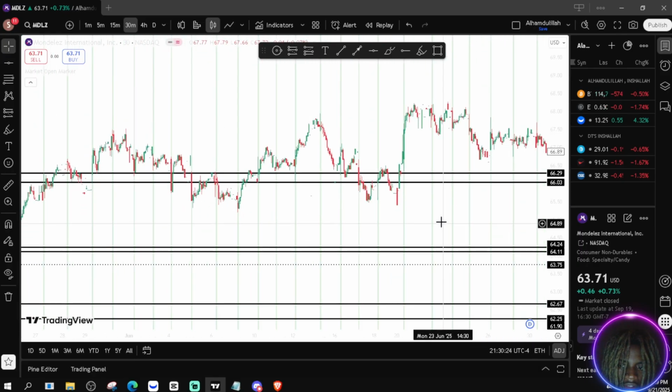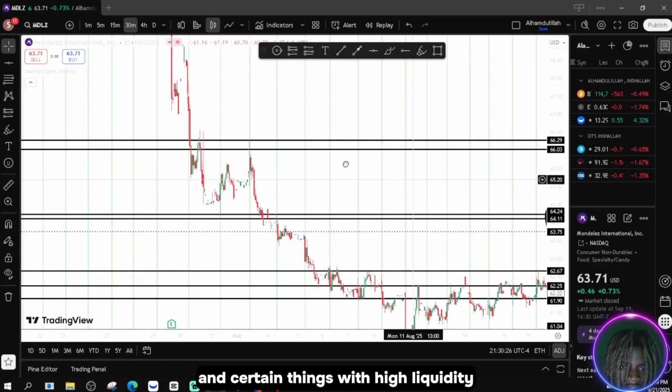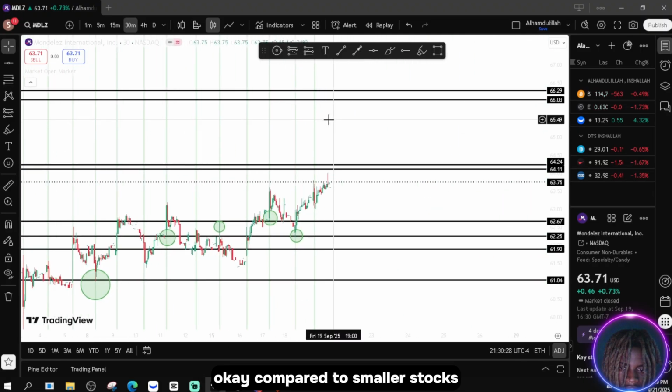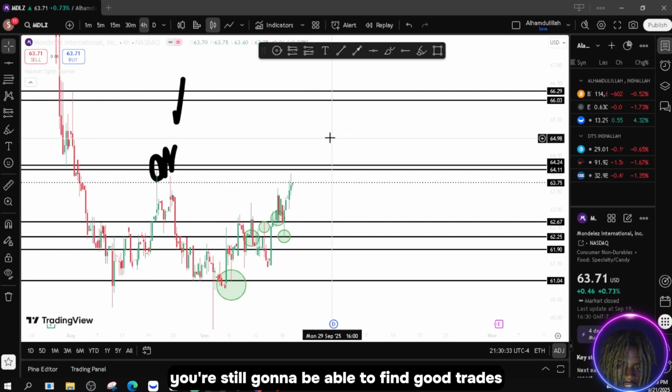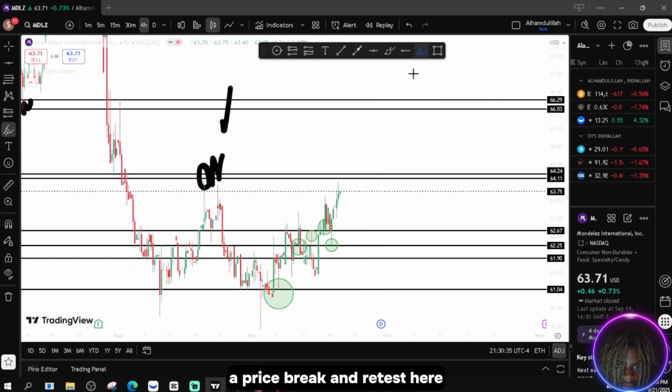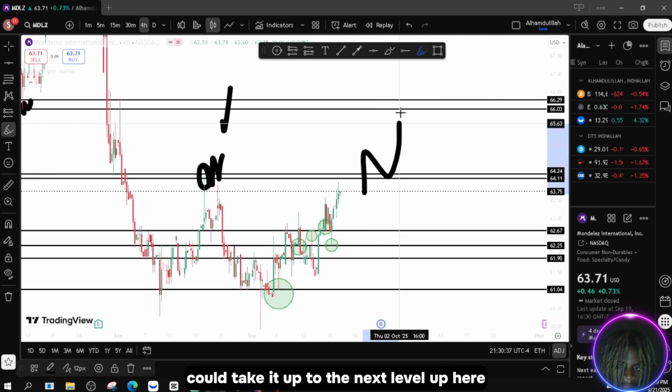Okay, and certain things with high liquidity are going to have a little cleaner levels compared to smaller stocks, but even smaller stocks, you're still going to be able to find good trades. Okay, so for instance, a price break or retest here could take it up to the next level up here.